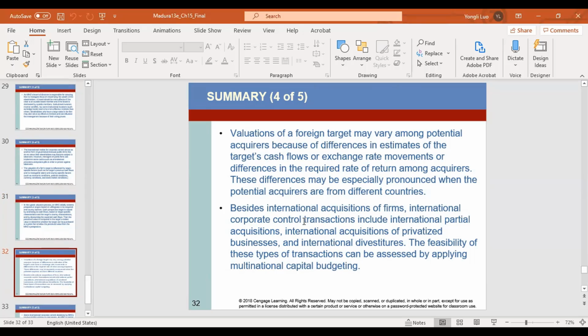Valuation of a foreign target may vary among potential acquirers because of differences in estimates of the target's cash flows, exchange rate movement, or differences in required rate of return among acquirers. Besides international acquisition of firms, international corporate control transactions include international partial acquisitions, international acquisitions of privatized businesses, and international divestitures.